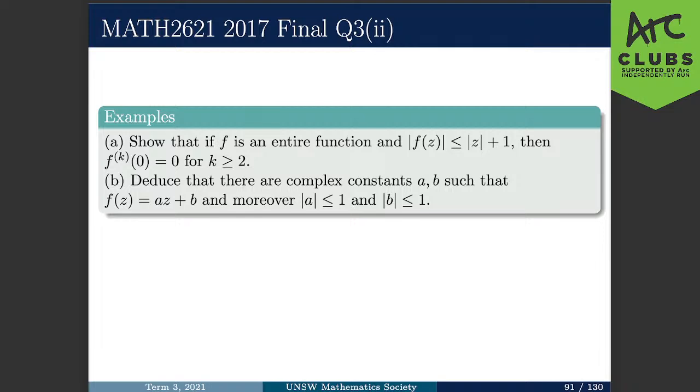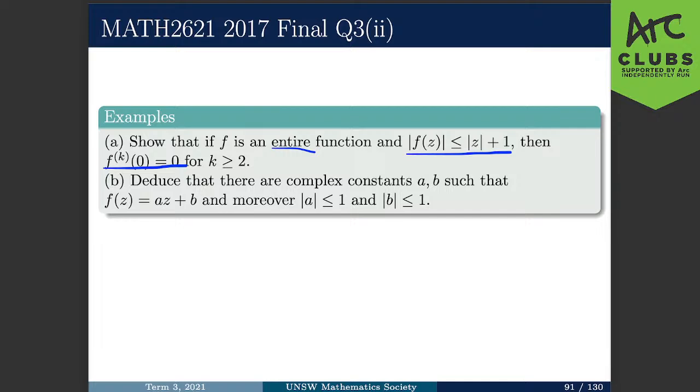So here I want to show that if f is an entire function, so again, entire means that it's holomorphic on the entire complex plane, and we're also given this additional fact. Then we want to show that the derivatives, or the higher order derivatives evaluated at 0, are all 0.